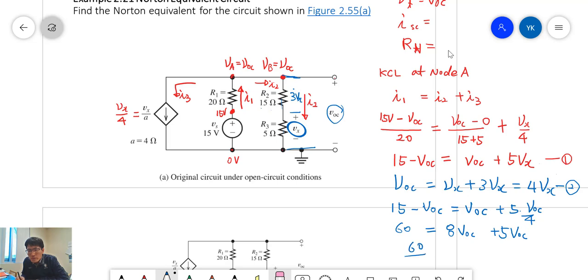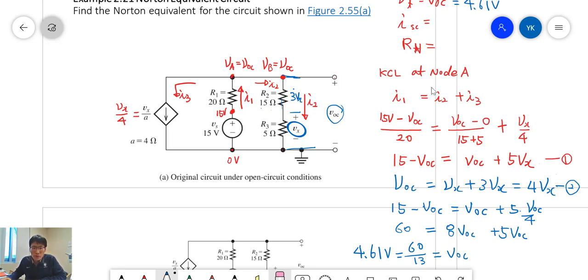So let's do the calculation. 60 divided by 13 is about 4.6, this value is 4.61 volts. So we found the voltage, 4.61 volts. That's the open circuit voltage.